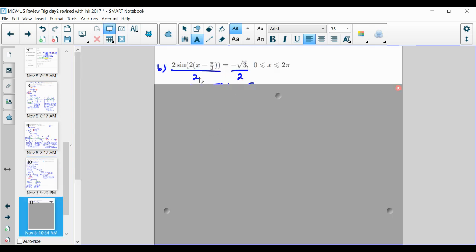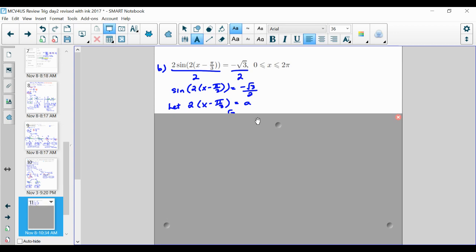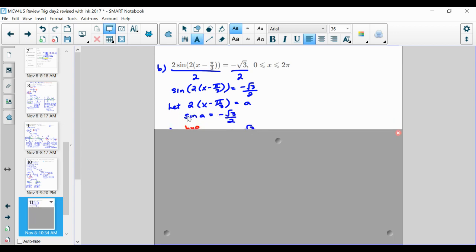One last equation to look at. In this case, we have kind of a lot going on here. We're going to start by trying to get that sine by itself, so we're going to divide both sides by 2. And I'm going to get sine of this big complicated thing is equal to negative root 3 over 2. Now that negative root 3 over 2 sounds like a special triangle, but this is a bit of a mess. So I'm going to let that mess equal a. Then I have something simpler: sine a equals negative root 3 over 2.